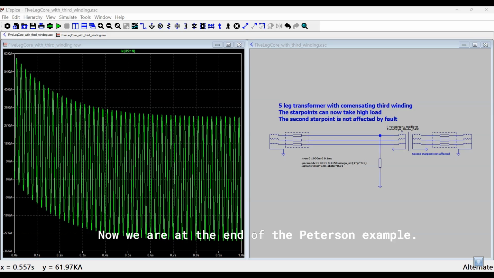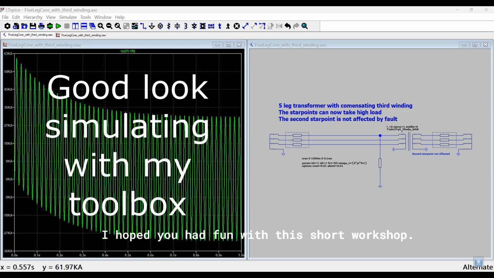Now we are at the end of the Petersen example. I hope you had fun with this short workshop. Good luck simulating.